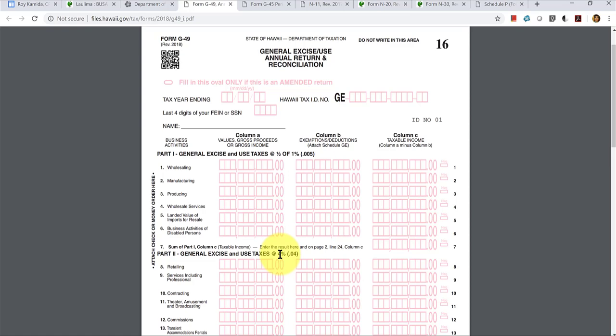Keep in mind that this excise tax is taxing both the sale of personal property or even intangible property and services. Here you can see wholesale services or professional services, not just tangible property. Most states will tax only tangible property, but Hawaii taxes almost everything for this excise tax. And the main one is this 4% rate.